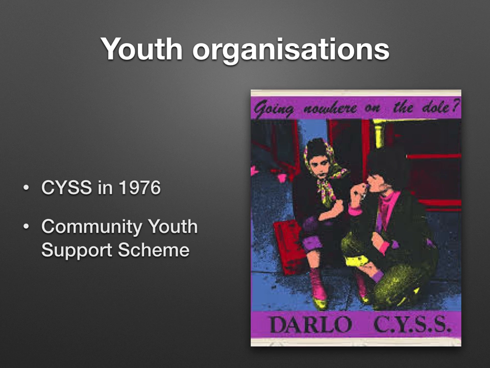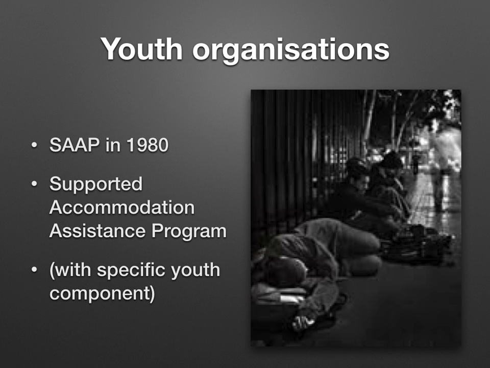CYSS, this is the Community Youth Support Scheme, established in 1976. And this established lots of community-based projects to provide support for young people, particularly for unemployed young people. Next, we had the SAP, which is the Supported Accommodation Program, and this had a specific youth arm.